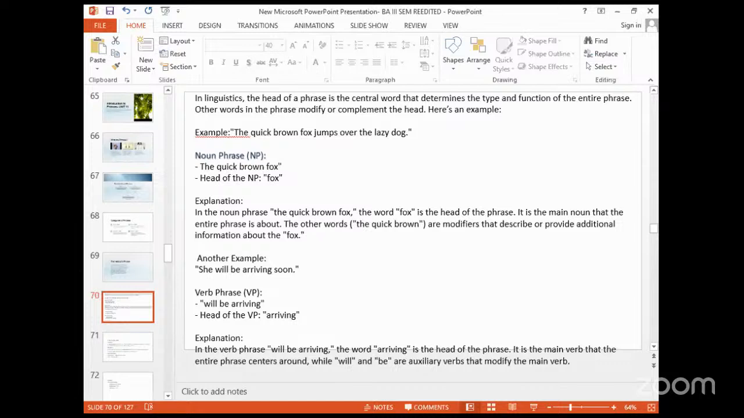Now look at another example: She will be arriving soon. This is a verb phrase. How do we arrive at this kind of conclusion? For example, will be arriving. Let me give you an explanation. In the verb phrase will be arriving, the word arriving is the head of the phrase. It is the main verb that the entire phrase centers around, while will and be are auxiliary verbs that modify the main verb.